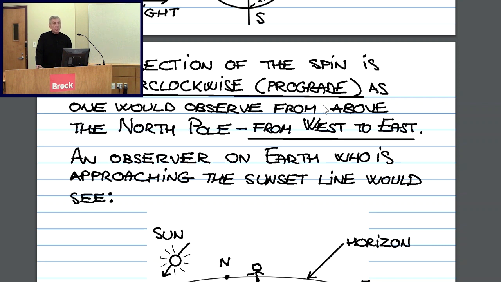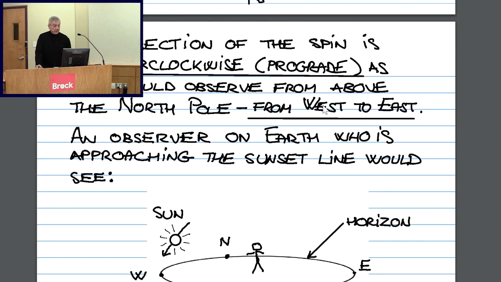And I should also point out that it takes about 24 hours for the Earth to make one complete rotation around its north-south axis.